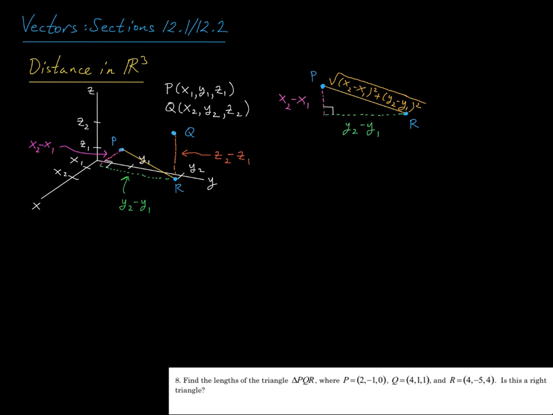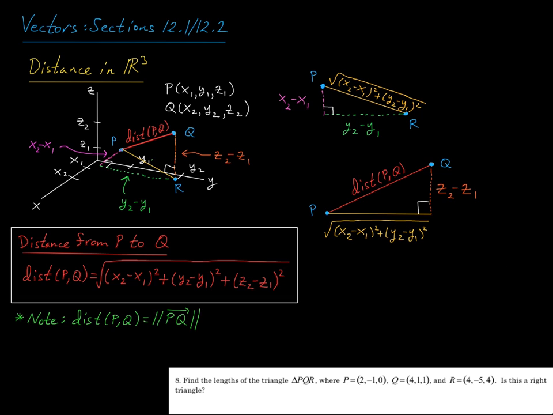Now with that in mind, consider this right triangle. I've copied it over here, and note that its hypotenuse in red is the distance we're looking for, the distance from P to Q. The base of this triangle is this yellow distance here, which I've copied, and the height of the triangle is this length in orange, which is just z2 minus z1.